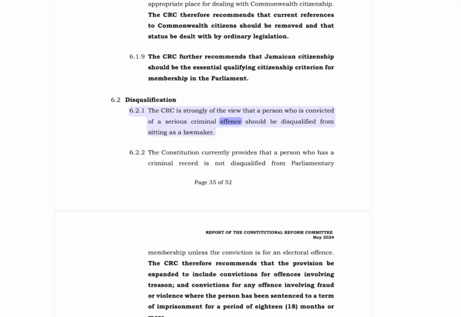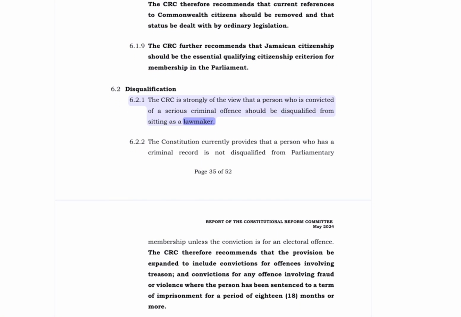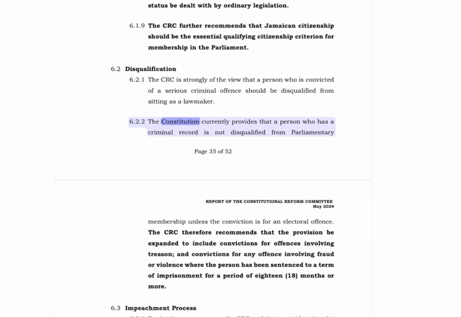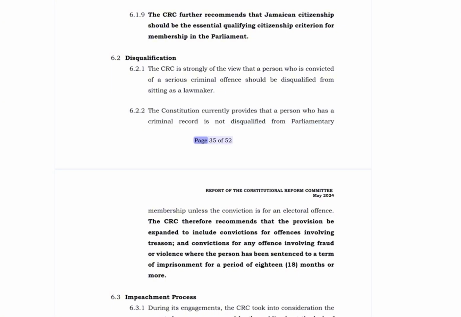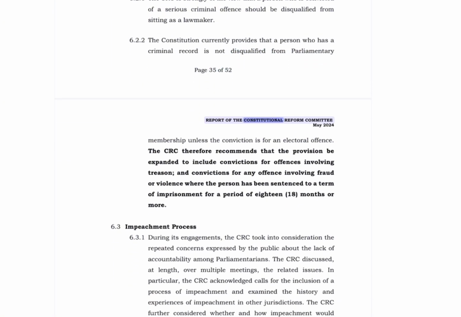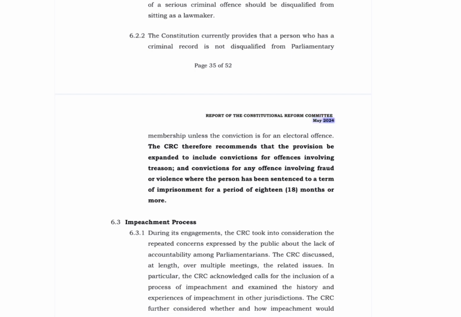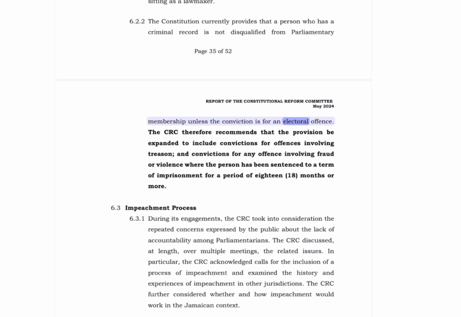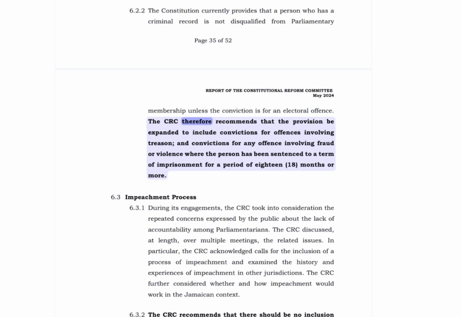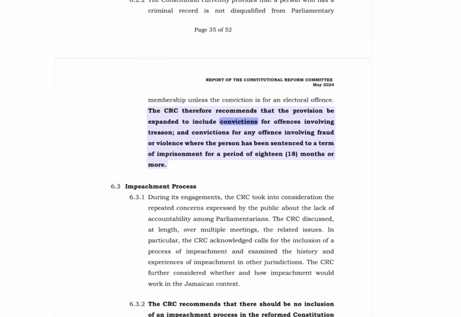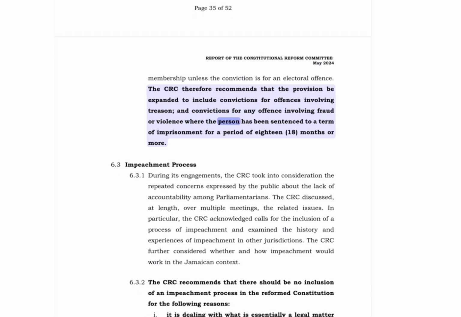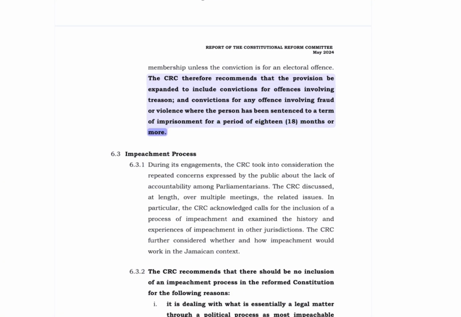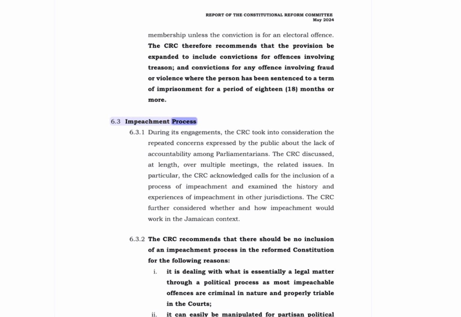serious criminal offense should be disqualified from sitting as a lawmaker. 6.2.2 The Constitution currently provides that a person who has a criminal record is not disqualified from parliamentary membership unless the conviction is for an electoral offense. The CRC therefore recommends that the provision be expanded to include convictions for offenses involving treason, and convictions for any offense involving fraud or violence where the person has been sentenced to a term of imprisonment for a period of 18 months or more. 6.3 Impeachment Process.